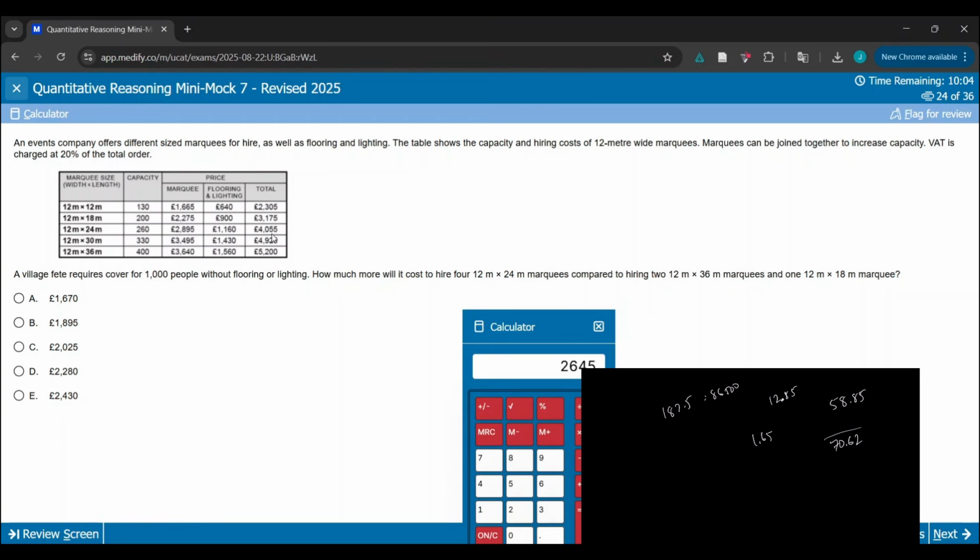A village fair requires cover for 1,000 people. Is it like a... Okay, maybe I have to do it separately. 4 times, so 4055 times 5 times 1.2 is 19,464. Okay, 2 times 12 times 36 is 5,200 plus 3175 times that by 1.2 is 16,290. I keep getting the same numbers. This is really weird.